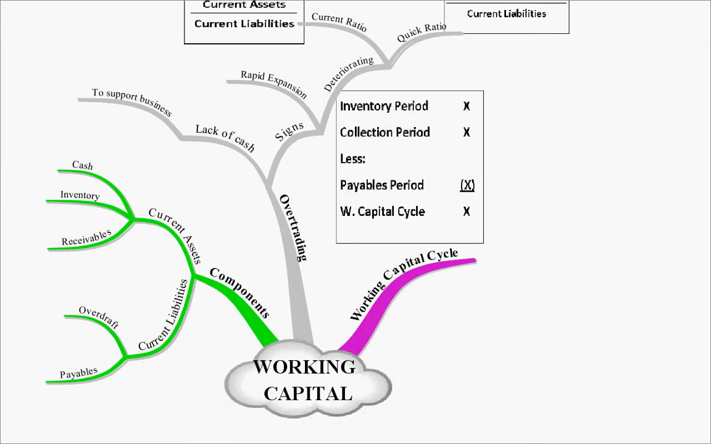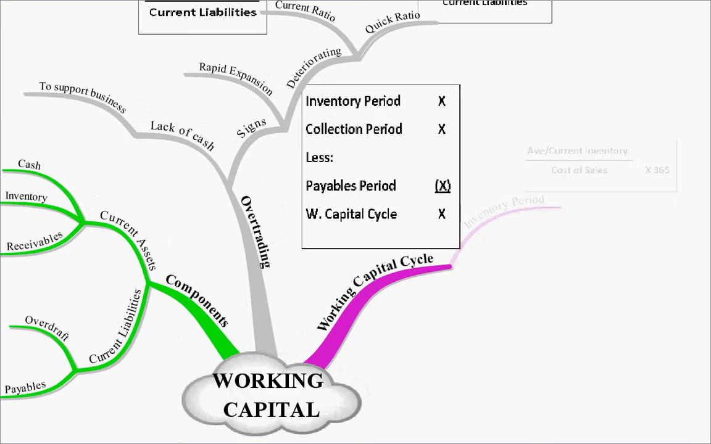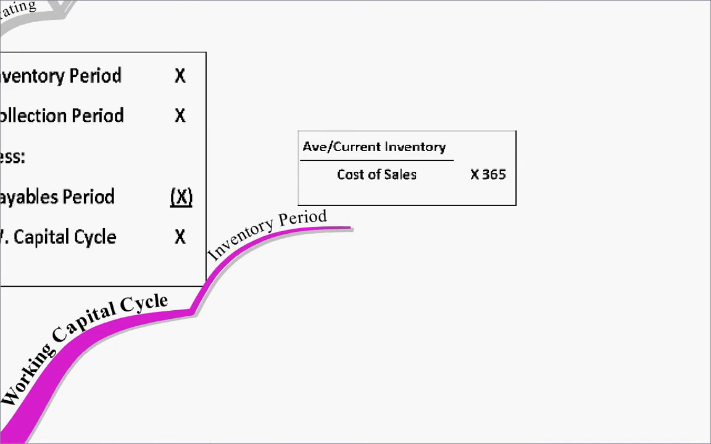The working capital cycle then is made up of our inventory period plus our collection period less our payables period, and that gives us the length of our working capital cycle. The elements of that are calculated as being our inventory period, which is our average or current inventory over our cost of sales, times 365.